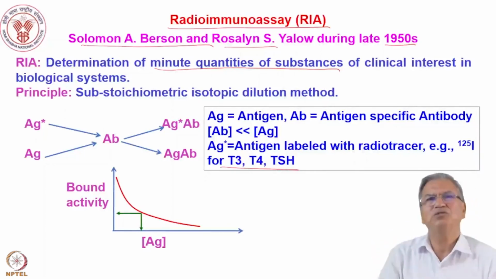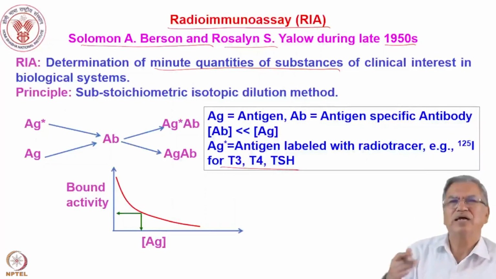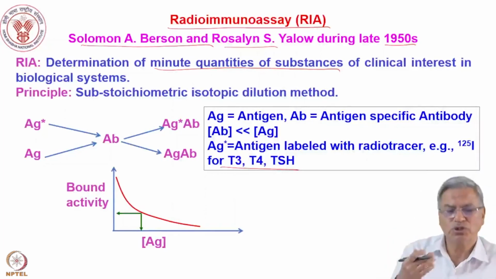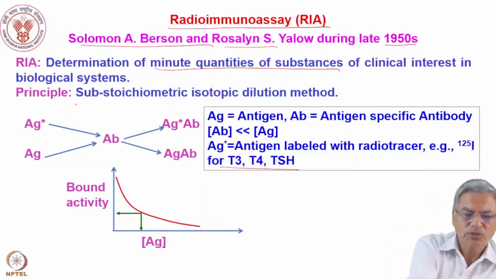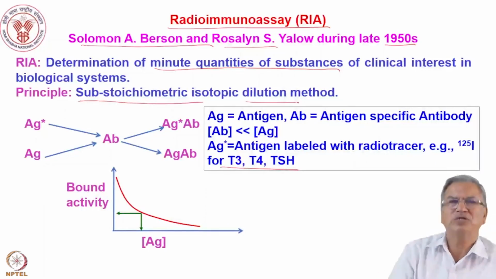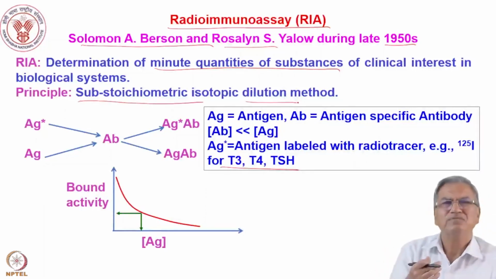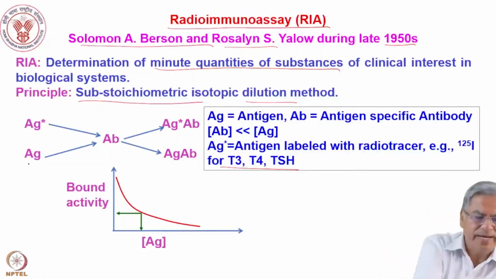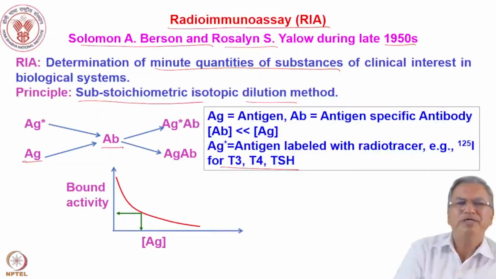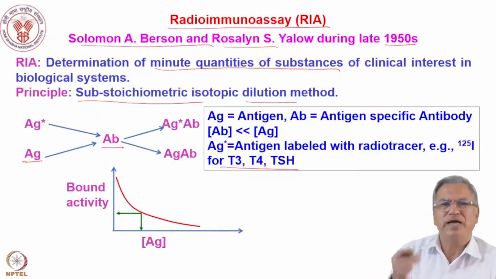So this is based again on isotope dilution, called substoichiometric isotope dilution. Substoichiometric means there are two reagents, one is the antigen and one is the antibody, and one of them is in excess while the other one is in very dilute, low concentration, so that they are not stoichiometrically being added.